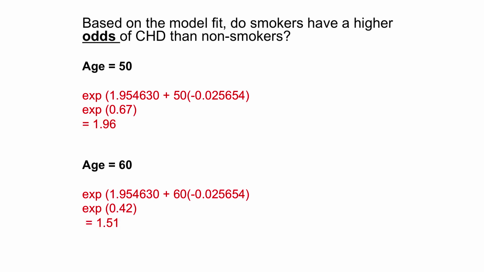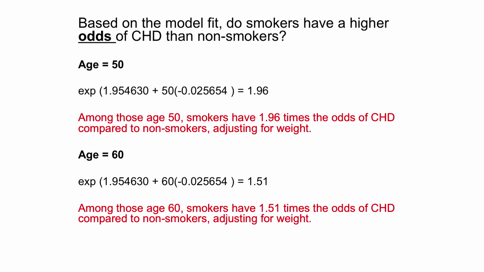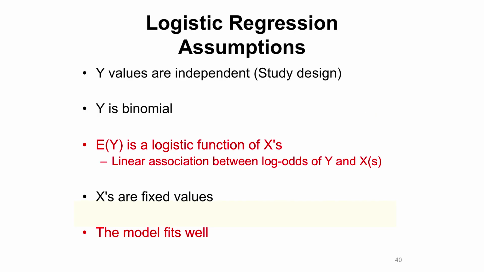And I'd really encourage you to try going through this whole process and calculate these by hand. Our interpretation would be that among those age 50, smokers have 1.96 times the odds of CHD compared to non-smokers, adjusting for weight. We could also say that a smoker of age 50 has 1.96 times the odds of CHD than a non-smoker of age 50, adjusting for weight. And our interpretation of the age-specific effect for 60-year-olds would be, among those age 60, smokers have 1.51 times the odds of CHD compared to non-smokers, adjusting for weight.